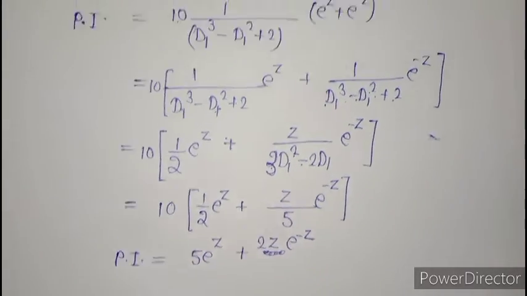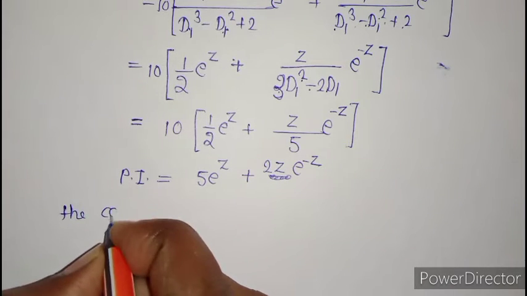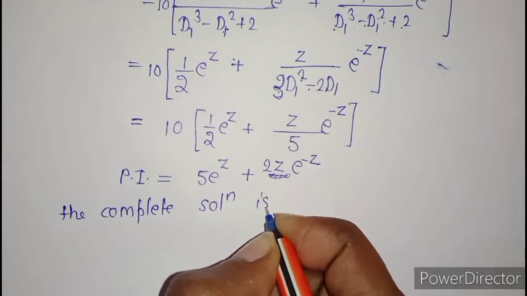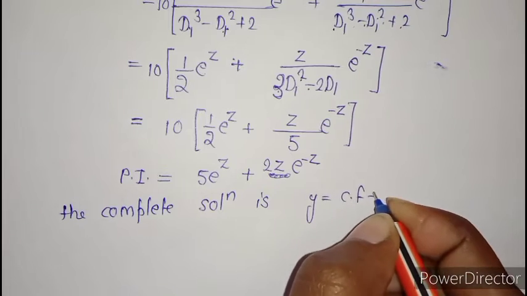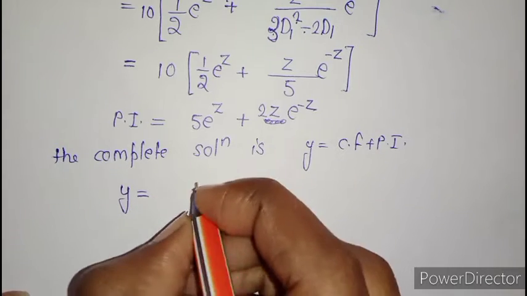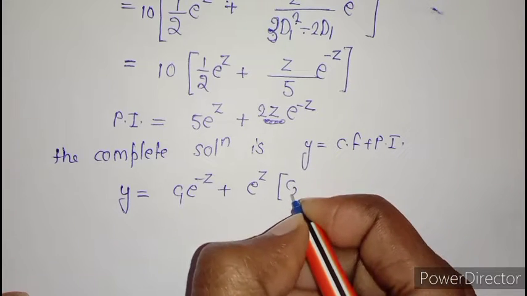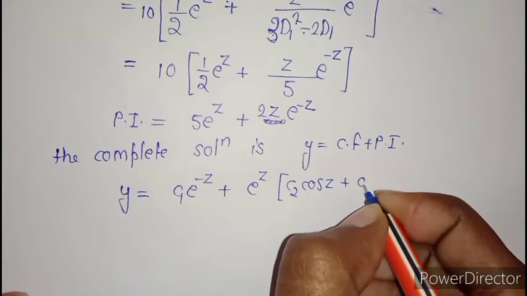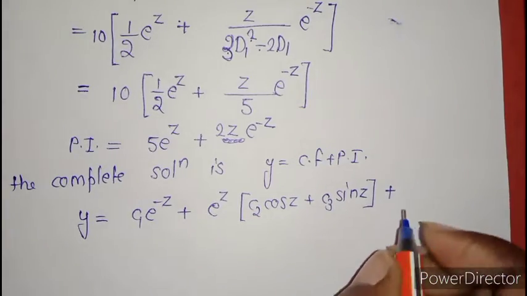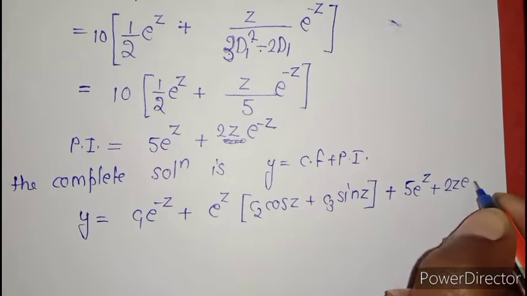Now we know that the complete solution is the sum of CF and PI. So I am going to write the complete solution for this differential equation. So the complete solution is y is equal to CF plus PI. So y is equal to, our CF was C1 e raised to power minus z plus e raised to power z, C2 cos z plus C3 sin z, plus, and our PI is 5 e raised to power z plus 2z e raised to power minus z.